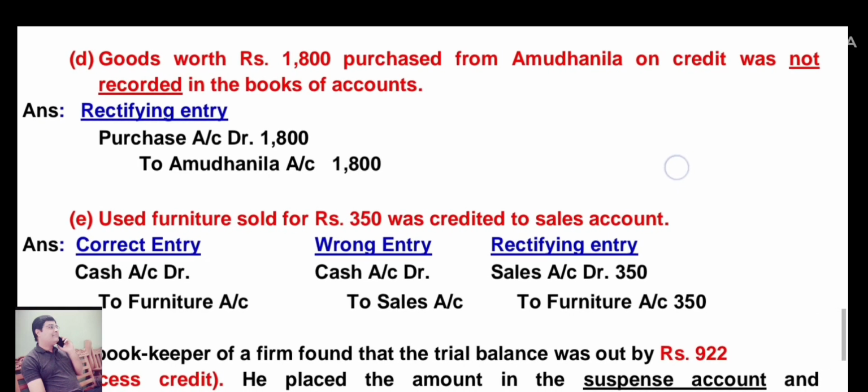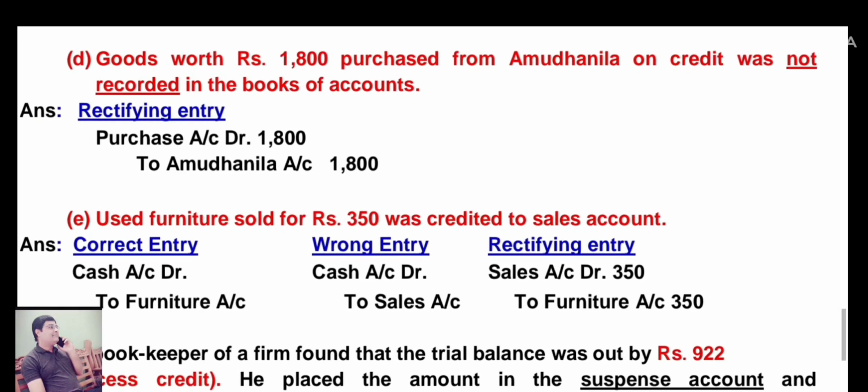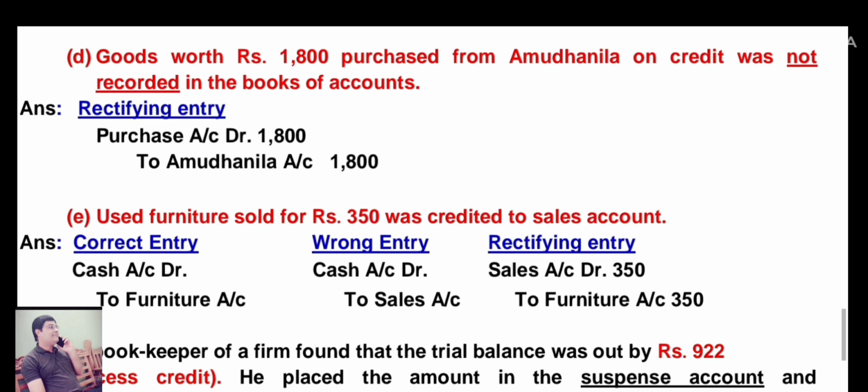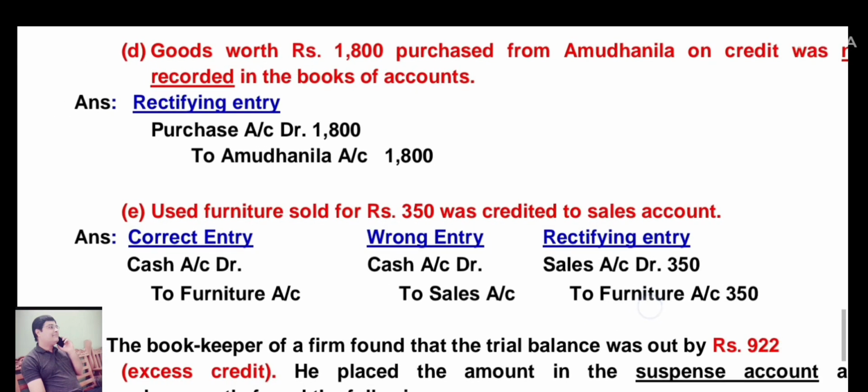Next one, goods worth rupees 1800 purchased from Abodunila on credit was not recorded in the books of accounts. So goods worth rupees 1800 were not recorded. So we have to record it. So purchase account debit to Abodunila account 1800.